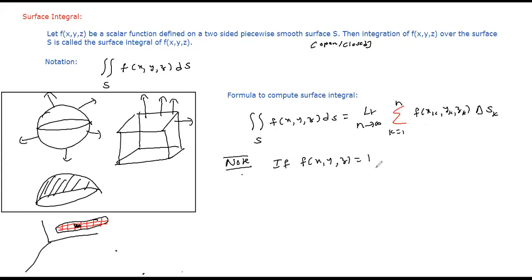Now if the function is constant, if f of x y z equals 1, then can you tell me what the integral of 1 ds could represent? It would be the area of the entire surface S, right? That means you are getting the surface area, or area of the surface S.